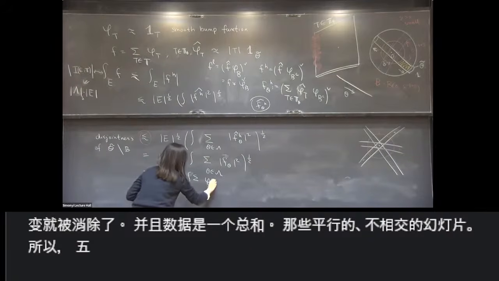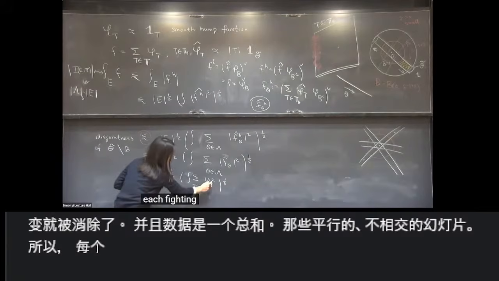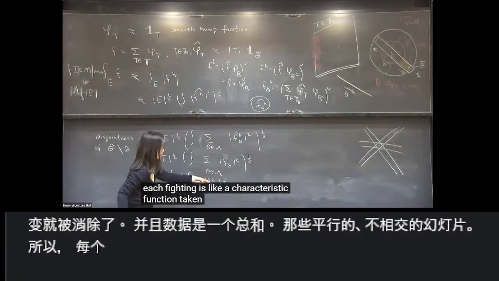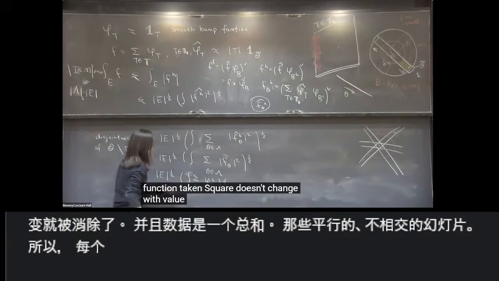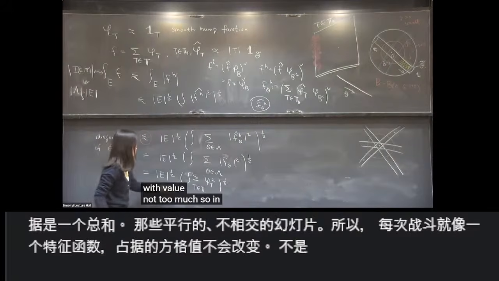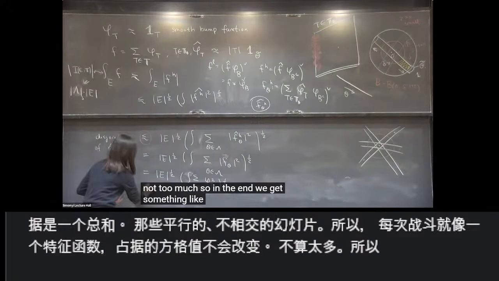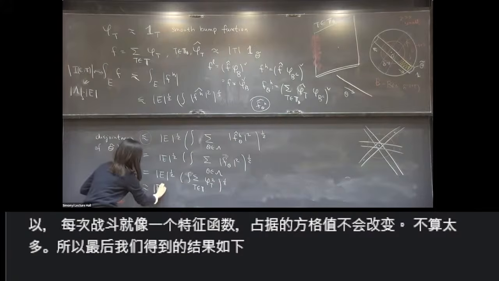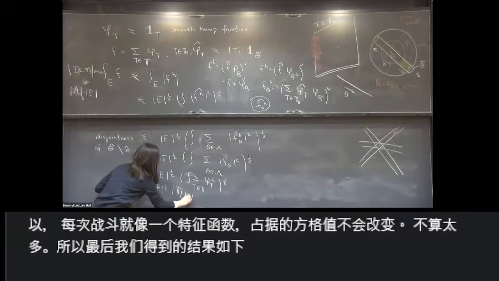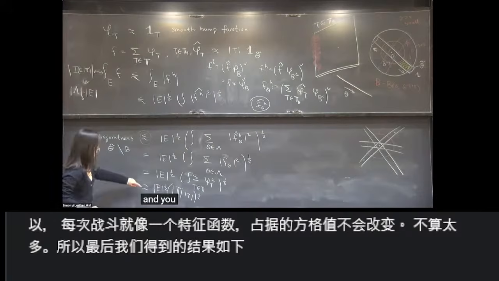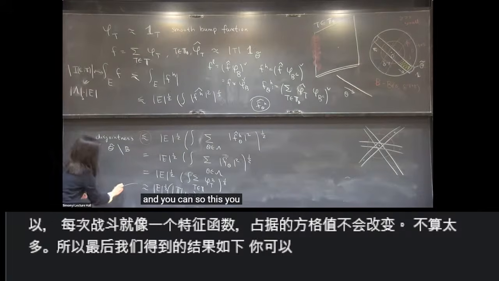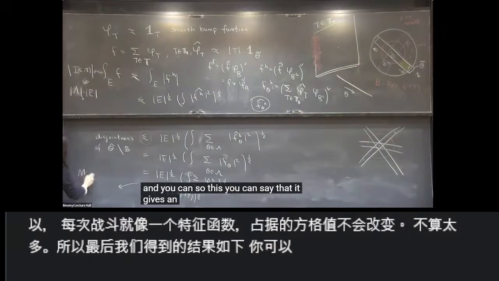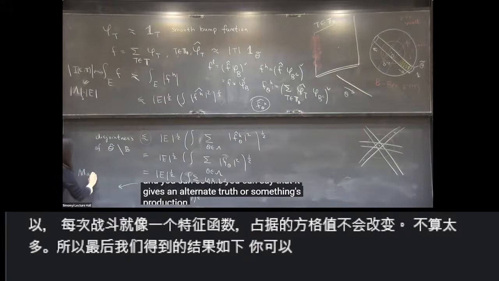So this is phi t squared. And each phi t is like a characteristic function. Taken square doesn't change its value too much. So in the end, we get something like this, and you can say that it gives an alternate proof of Marstrand's projection theorem.